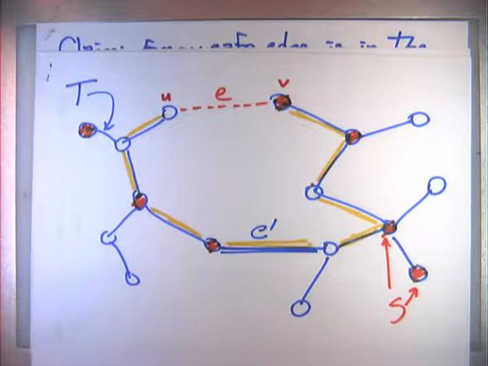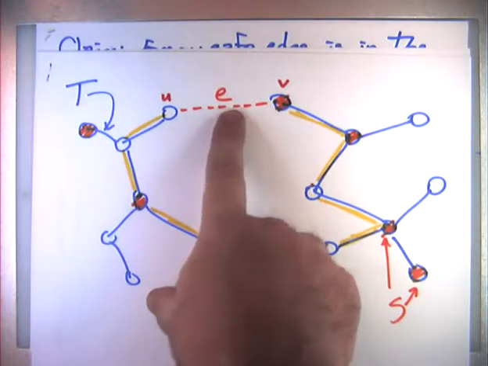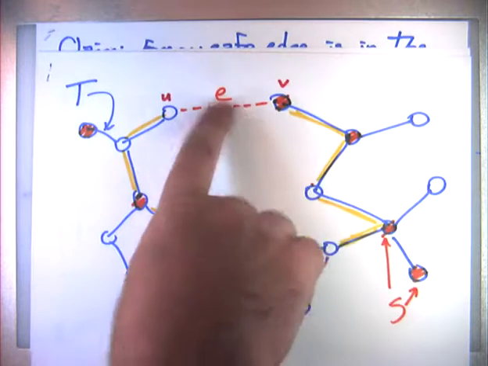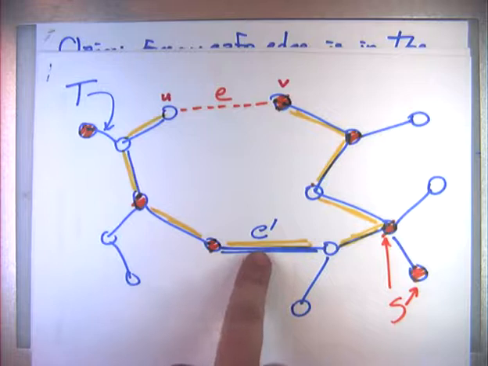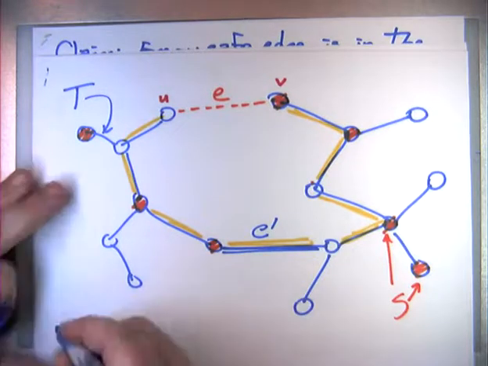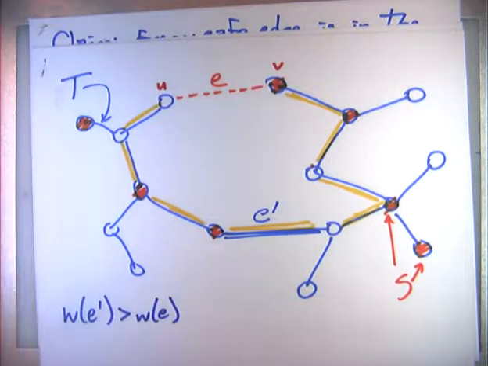Okay? Now, one thing that we know just from the definitions, E, by definition, is the edge of minimum weight that has one orange endpoint and one white endpoint. E prime is another edge that has one white endpoint and one orange endpoint. And so, by definition, the weight of E prime has to be bigger than the weight of E. Right? That's how I defined E. Okay? Now, watch what happens now.